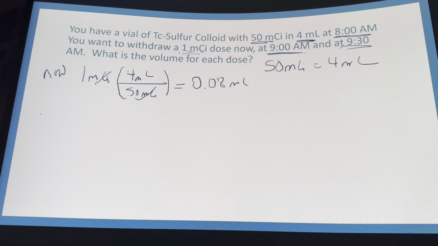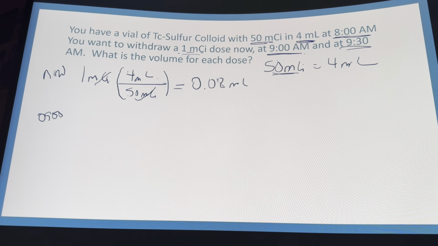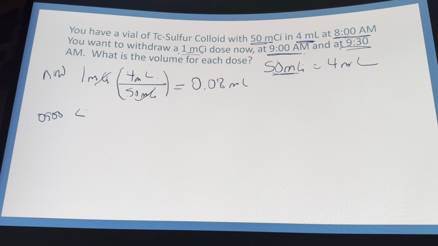Now at 9 o'clock, what happens to my 50 millicuries? That's an hour later. So all I have to do is take that 50 times 0.891. And now my new conversion is 44.6 millicuries equals 4 ml.